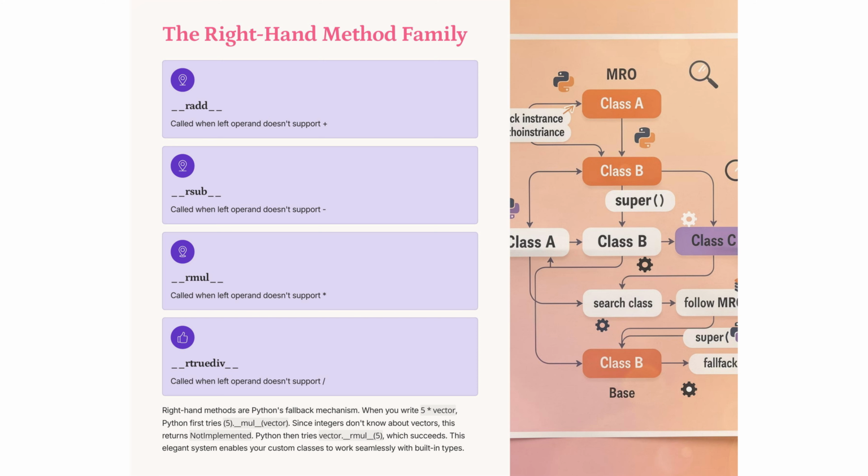Right-hand methods like __radd__, __rsub__, __rmul__, and __rtruediv__ are Python's fallback mechanism. They are invoked when the left operand doesn't support the operation. For instance, in 5 * vector, Python first attempts int.__mul__(5, vector), which fails, then calls vector.__rmul__(5), ensuring compatibility between custom classes and built-in types.